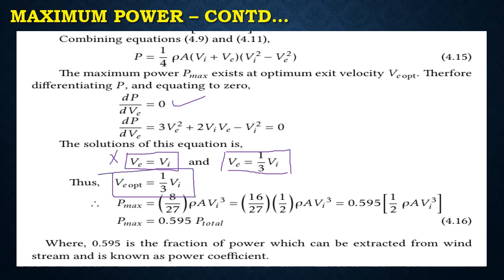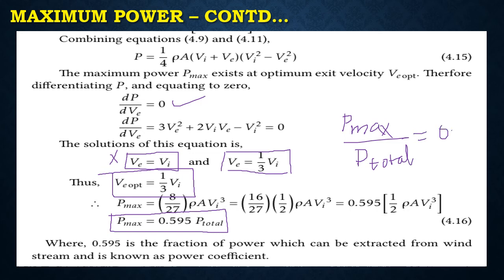Ve optimum is equal to 1 by 3 into Vi. Substituting this, we will get the expression for P maximum, that is maximum power. In the above equation 4.15, substituting this and simplifying, we get P maximum equal to 0.595 times P total. This is what is called the power coefficient: P maximum divided by P total is equal to 0.595. So theoretically we have proved that.